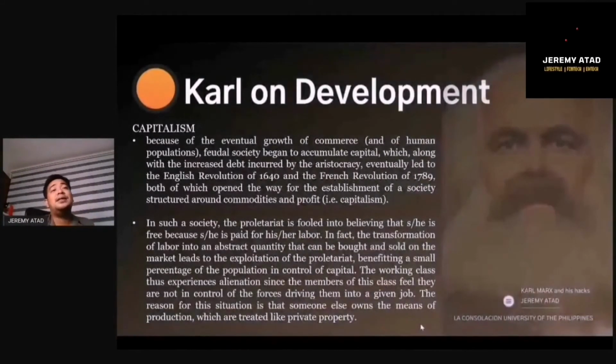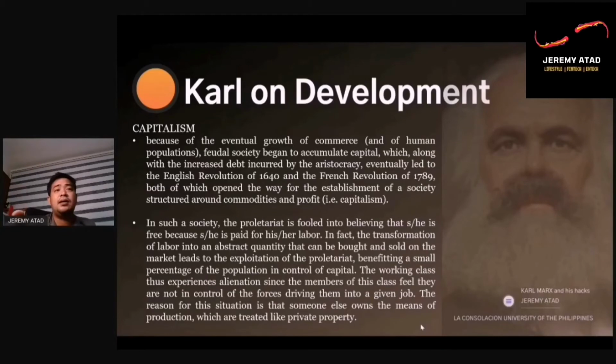And now we have the capitalism. Because of the eventual growth of commerce and of human populations, feudal society began to accumulate capital, which, along with the increased debt incurred by the aristocracy, eventually led to the English Revolution of 1640 and the French Revolution of 1789, both of which opened the way for the establishment of a society structured around commodities and profit. So basically, the word capitalism talks about commodities and profit.